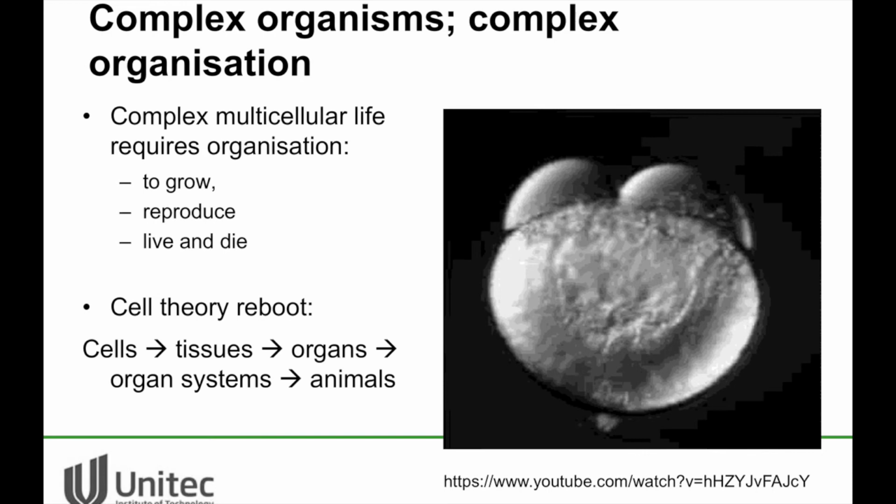Organisms can be quite complex. Organisms are the animals and so forth. And just a quick reboot of our cell theory here. Complex multicellular life needs to grow, reproduce, to live and to die, and it's done through cells. So the cell theory reboot, we start with cells. They're assembled to make tissues. They're then assembled to make organs, and those organs make organ systems, which turn into the whole animal when they're all put together. The whole system can be broken down or built up in this way.